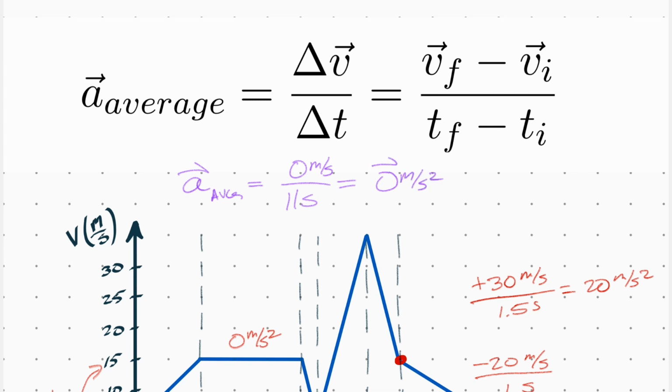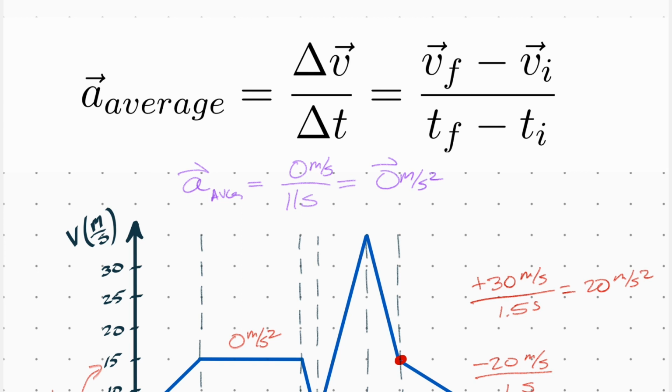And I'm going to put the vector symbol on top because technically this is the 0 vector. There's not much difference between 0 and the 0 vector, but the 0 vector is proper here because we are dealing with vector quantities. We can go into more detail on that, but we won't here. So 0 meters per second squared is the average acceleration in the whole interval.